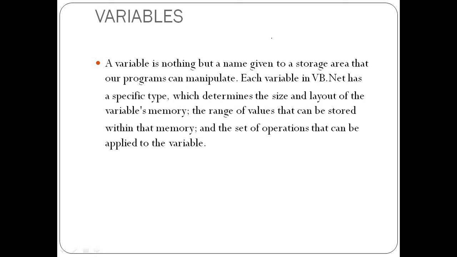A variable is nothing but a name given to a storage area that our programs can manipulate, that our programs can access data from. Each variable in VB.NET has a specific type, which determines the size and layout of the variable's memory, the range of values that can be stored within the memory, and the set of operations that can be applied to the variable. Variables come in different types. Variables indicate what kind of value can be stored in a given memory container, and what size or range of values can be stored.